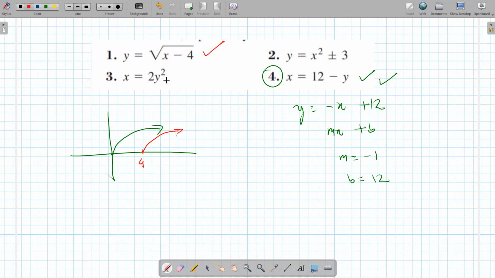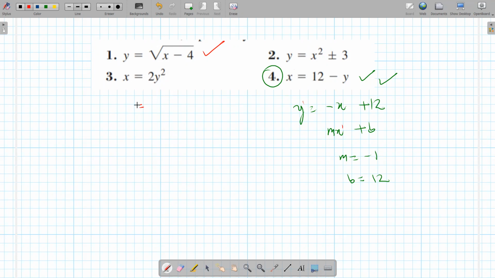Okay, what about 3, this one? What do you think? So would that be the slope, the 2? You know, this is not a linear, right? See, in a linear, everything is power 1, okay? X is power 1, y is power 2 here, so that is not a linear. What we can do first is solve for y, okay? How do we solve for y here?